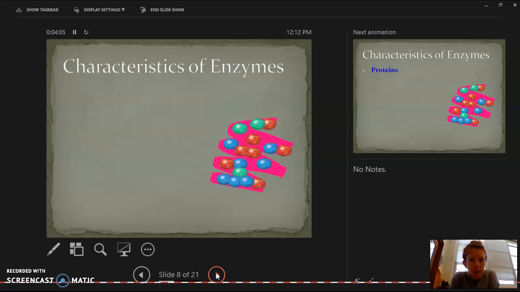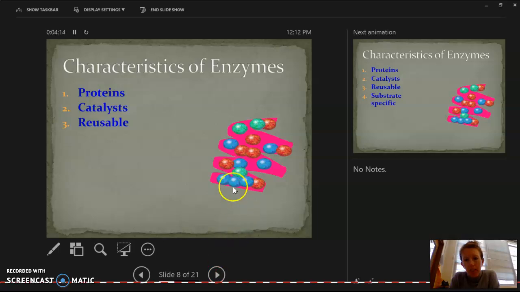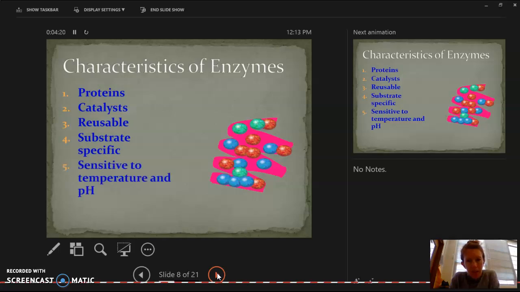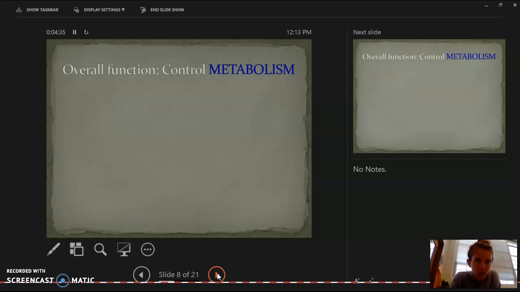So we're going to look at some characteristics of enzymes. Remember, they are proteins. They're catalysts, so they're going to speed up reactions. They're reusable, which means the enzyme can perform the reaction multiple times. They're substrate specific, and they're also sensitive to changes in temperature and pH. So enzymes like a very specific environment, and if that environment changes, then they may not function.